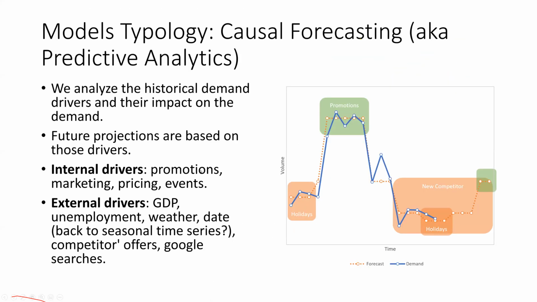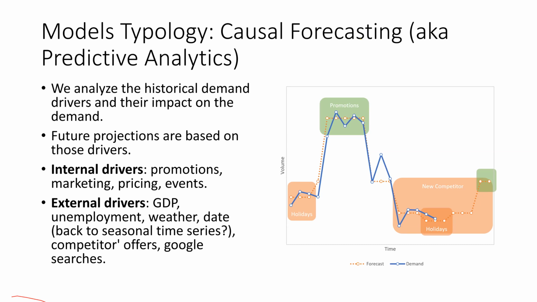Now you have another type of forecasting model, which could be called causal forecasting, also called predictive analytics. It depends if you want to be using some marketing terms or not. And there, the idea is really to say, okay, we're going to look at what's driving demand. Is it pricing? Is it promotion? Is it, as I showed in the example, the fact that it's a holiday, whatever? I'm going to try to understand the impact of all of those drivers. So when I'm going to do a forecast for the future, I'm going to look at, okay, are we running a promotion? Are we increasing the price?